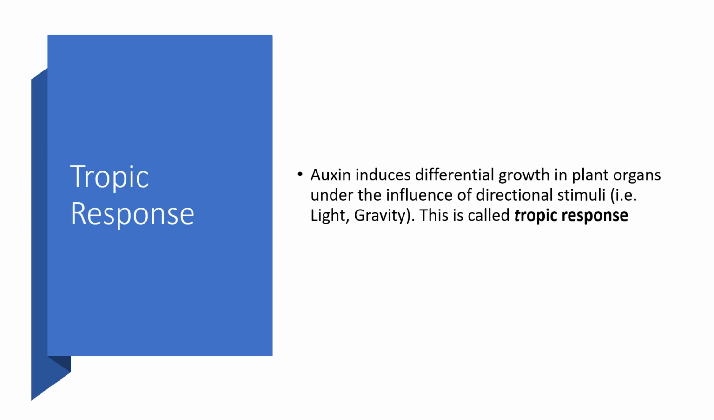Then tropic response. Auxin induces differential growth in plant organs under the influence of directional stimuli, that is light and gravity. This is called the tropic response. So if someone asks you what a tropic response is, it is when a plant organ responds under the influence of directional stimuli, that is light or gravity.